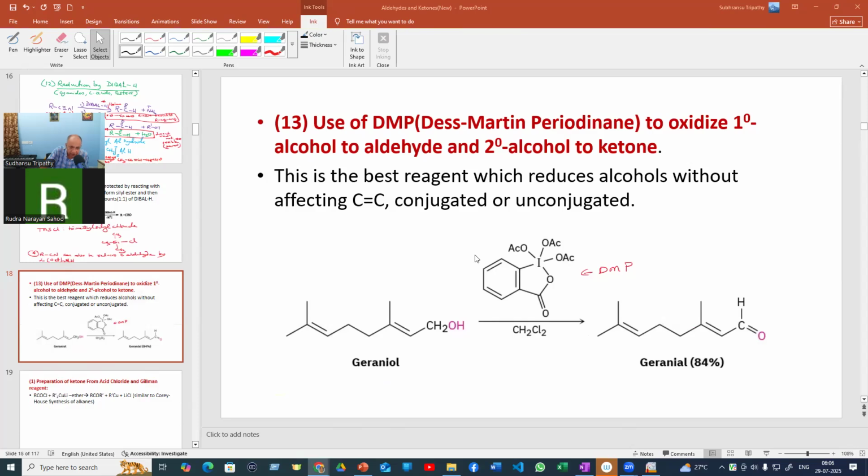There is no need to write this. DMP you have already seen. Like PCC, it can work with double bonds; it will not do anything to a conjugated double bond. This is an unconjugated one, it will not do anything to it either. It will not do anything whether conjugated or unconjugated. Jones reagent is used for conjugated ones. For secondary alcohol and primary alcohol, DMP is very very important, is very useful, more useful than PCC. It will retain conjugated and unconjugated double bonds in making a 1 degree alcohol to aldehyde and 2 degree alcohol to ketone. This is the best reagent for both conjugated and unconjugated double bonds.